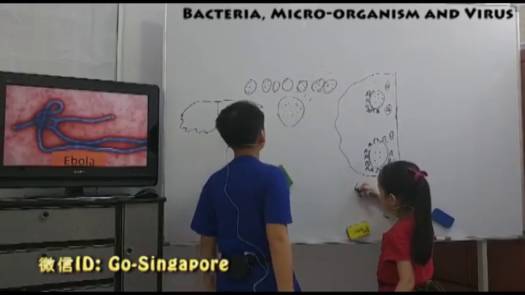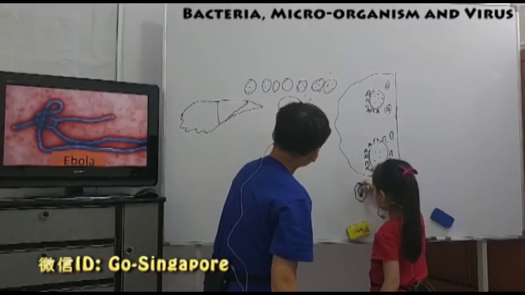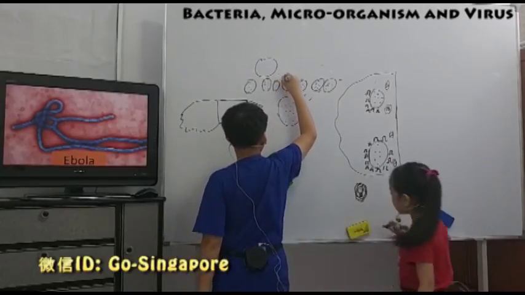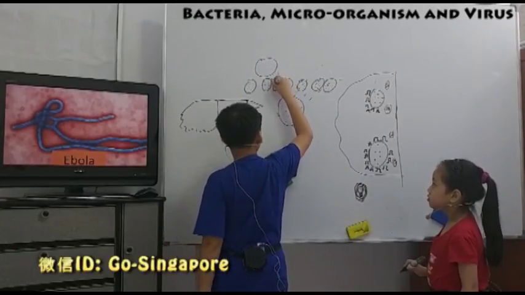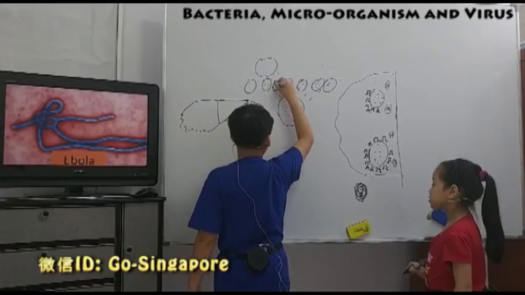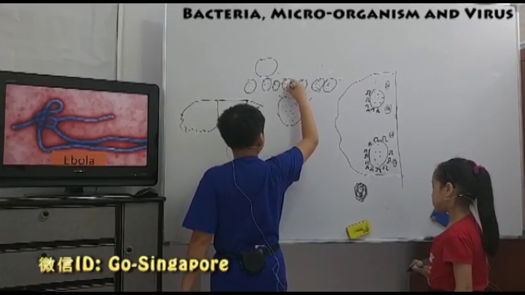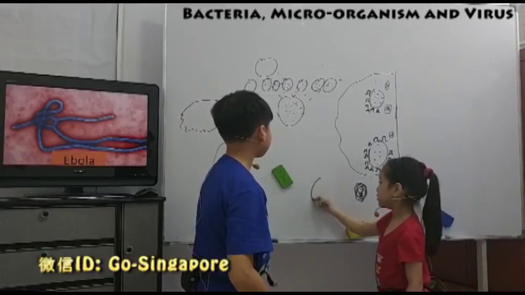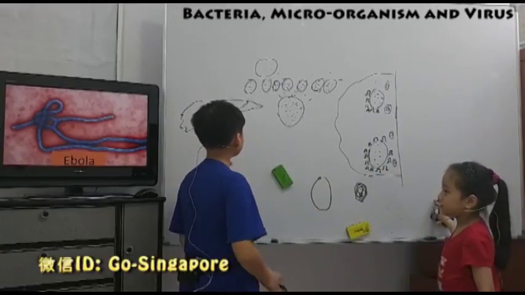Infected! Like this, but many, many are doing the same thing. Now, our body is very weak, but they are not about to give up yet. Some dendritic cells might survive, like this one.